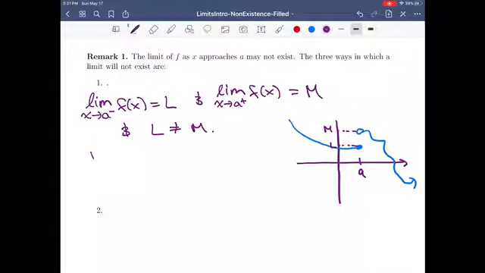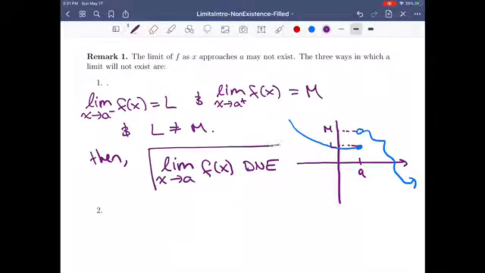What we would write in this case is the two-sided limit as x goes to A of f of x does not exist. We write DNE for that. So here's an example where it wouldn't exist because the left and right limits are different. That's one that we mentioned before.